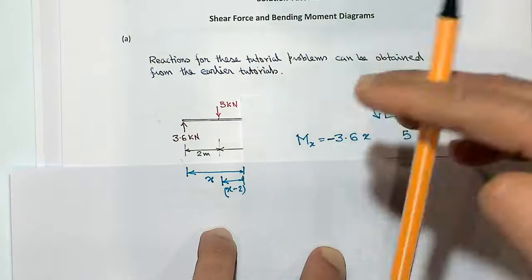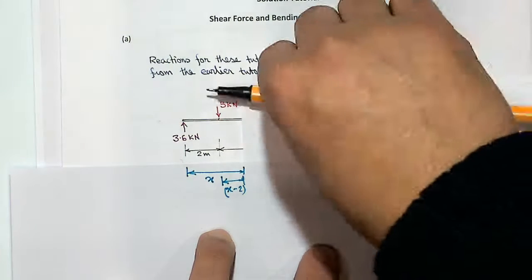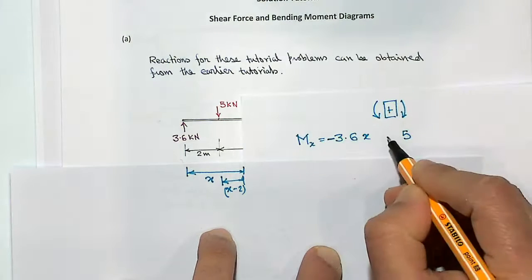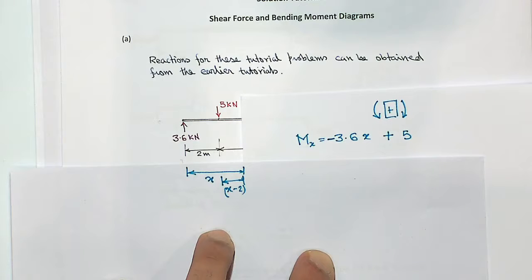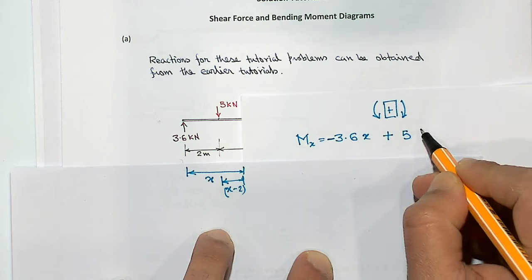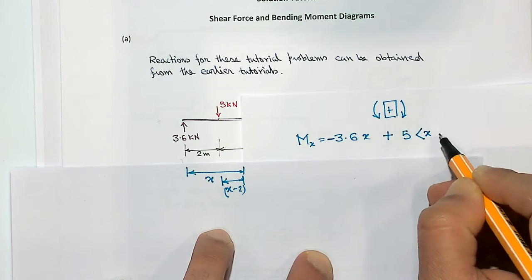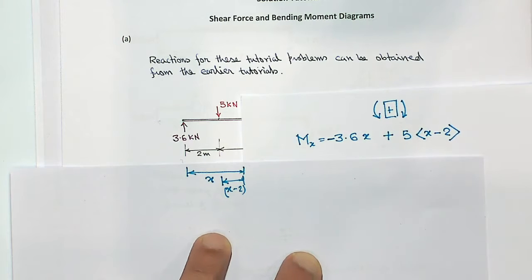Now that is creating a moment in the anti-clockwise direction, or a hogging moment. So that would be with a plus sign. But to make it a general expression, we will not use a rounded bracket. We will use a pointed bracket, or a Macaulay bracket. So that is the expression of the moment.